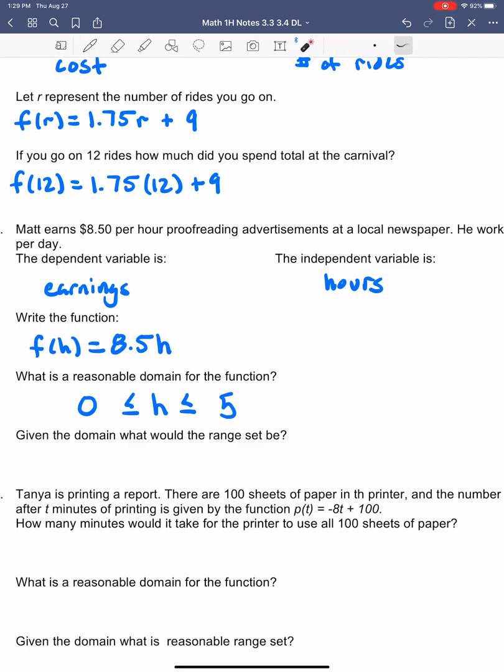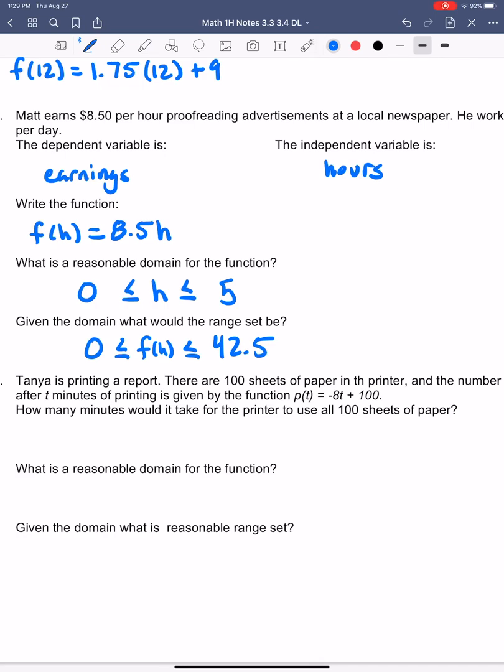Well, now I'm going to take these numbers and I'm going to plug them in for H and evaluate. Okay, so if I plug in 0, well, the least amount of money that he can make is $0. And the most, if he works all 5 hours, I would do 8.5 times 5 would give me 42.5. And so F of H has got to be in between 0 and 42.5.